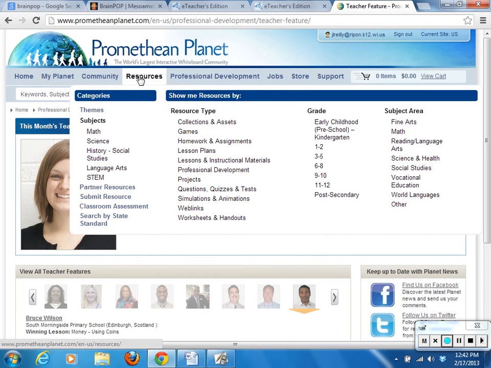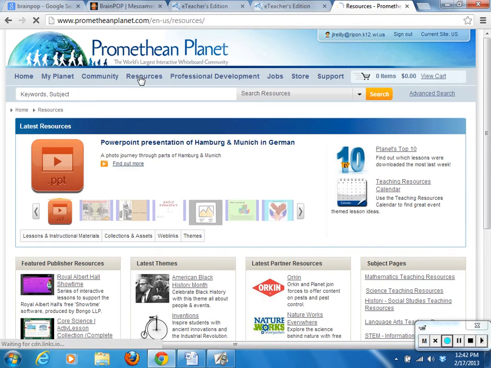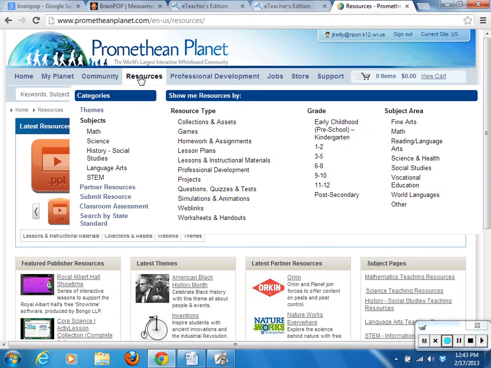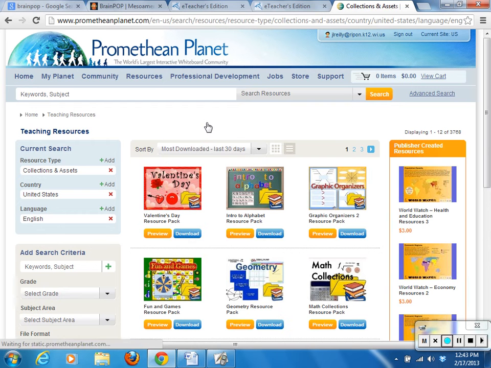In addition to looking at other flip charts, you're going to want to go to the Collections and Assets section, because what they have done is they have built a lot of what are called resource packs. And what these are is different graphics, different letters, different sounds and things like that that you could use when you are building your different types of flip charts.